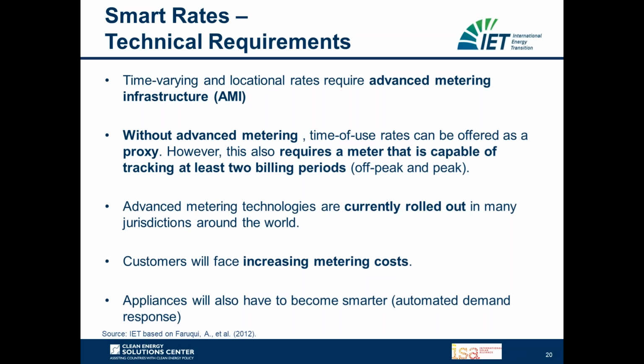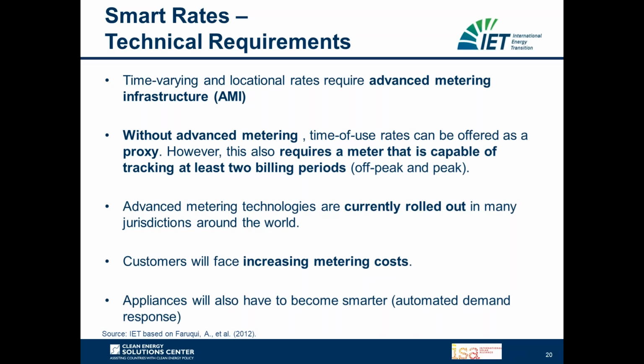So it's always a big question: who is actually paying for this rollout? Sometimes it is only the utility that pays for it. Sometimes it is a combination of payments by the customer, who pays maybe a monthly fee over a certain period, and then the utility pays the rest. So there are different cost sharing arrangements between customers and utilities.